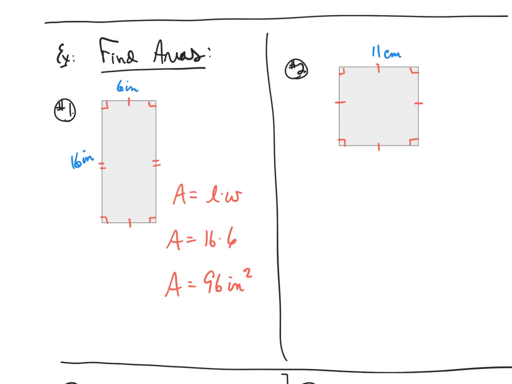Okay, how about the square? We'd have to go back to one of the postulates. The formula for the area of a square is the length of one of the sides squared. So in our case, one of the sides is 11. So 11 squared is 121. Again, area is going to be measured in square units, so it'd be 121 square centimeters.